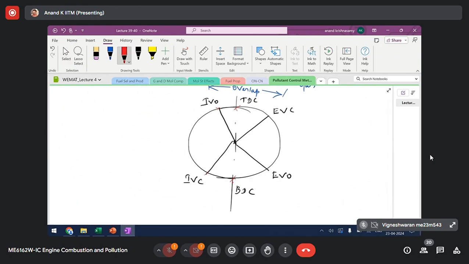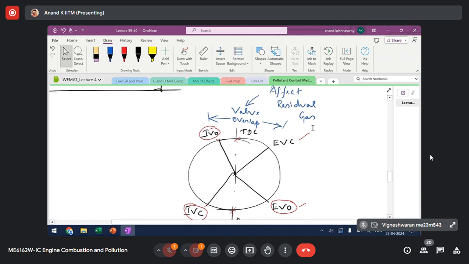So you know, with respect to TDC, this is where the intake valve opens, and the intake valve will close here after the BDC, when the piston moves from BDC. The exhaust valve opens here before the piston reaches BDC during the expansion stroke. Near the end of expansion, this valve will be open, and the valve is closed when the piston is moving down during the intake stroke. So during this period of time, from here to here, both intake and exhaust valves remain in the open condition. And this period is called the valve overlap period.